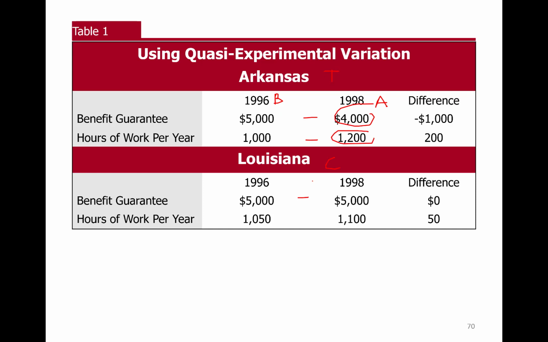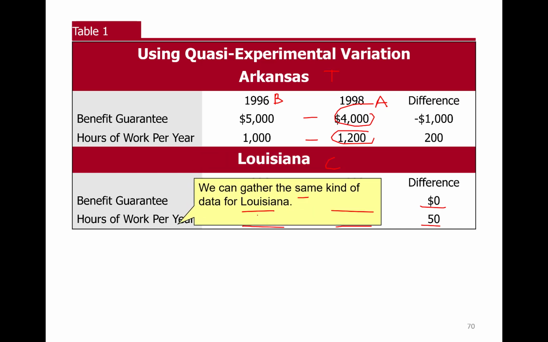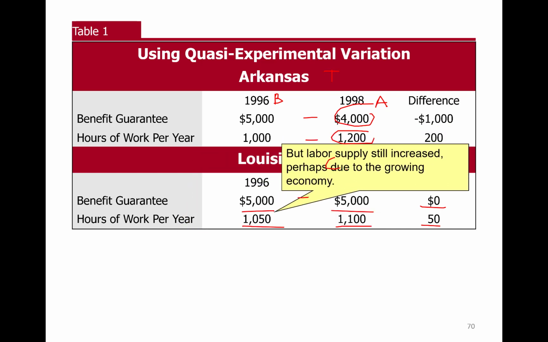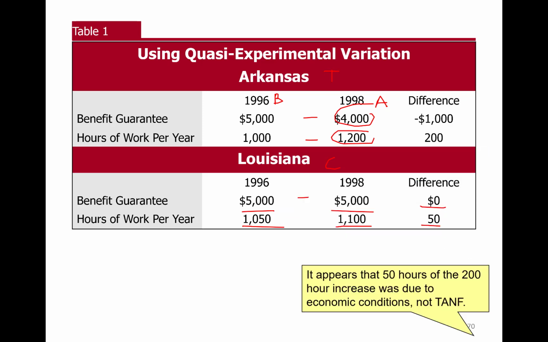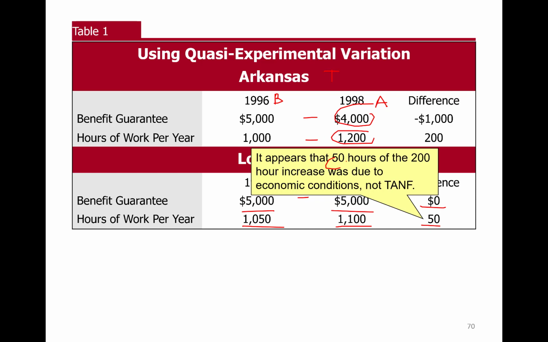This is the control group. The benefit guarantee didn't change in Louisiana, a $0 difference. Hours of work per year have gone up here too, by only 50. So we can gather the same kind of data on Louisiana. And labor supply still increased, maybe due to the growing economy. Okay. So it appears that 50 hours of the 200-hour increase was due to economic growth, some other trends.